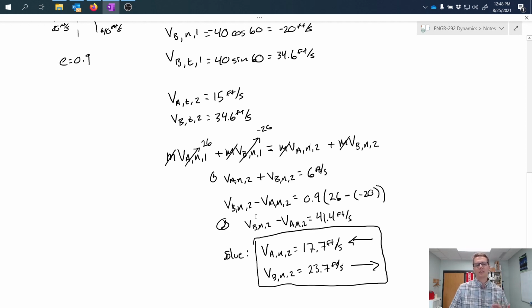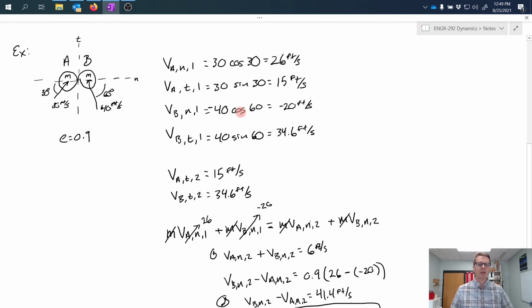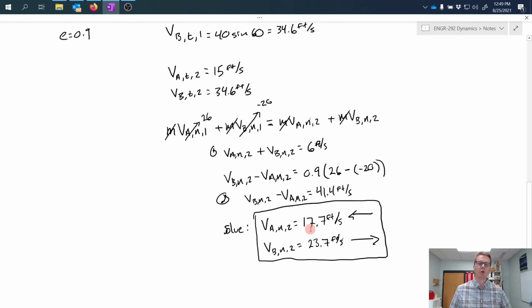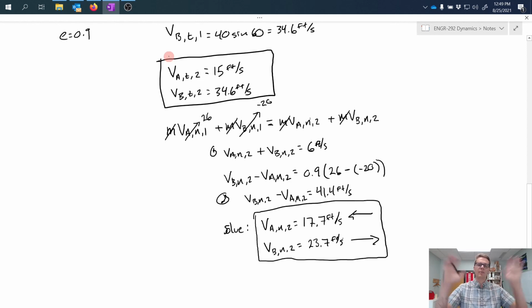And I could put this back together with the tangential components up here of 15 and 34.6, and then I could get a sense of direction and magnitude for that velocity vector. But for our purposes here, I'm just going to leave it broken down into tangential and normal components, understanding that that represents the full picture of the velocity of these two balls after they've made contact and where they're headed. All right, thank you.